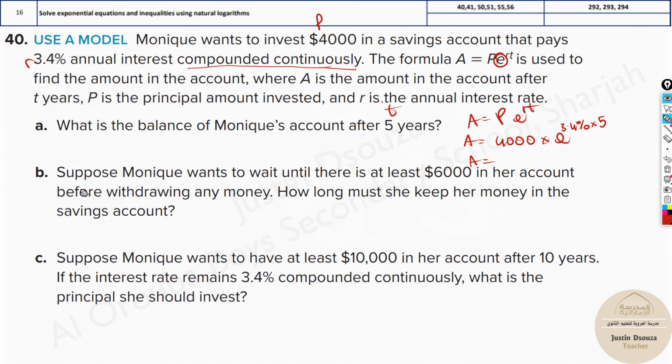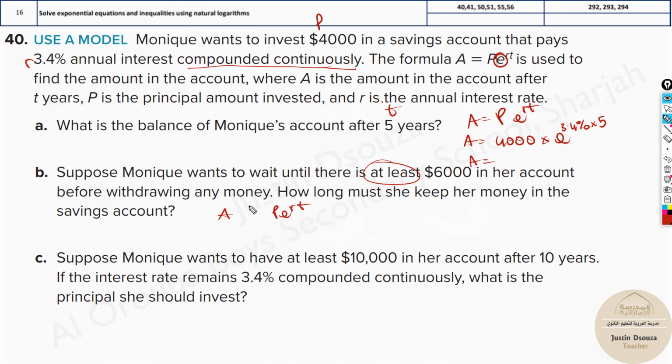Now let's go to the second one and write the equations. Monique wants to wait until there is at least $6,000 in the account before withdrawing any money. How long must she keep money in the savings account? Now it's about time. How long? That's the time, right? So A equals P e to the power rt, but it's about inequality. At least is used. Now we need to find the time where the money reaches $6,000.